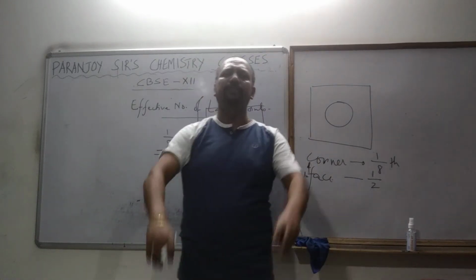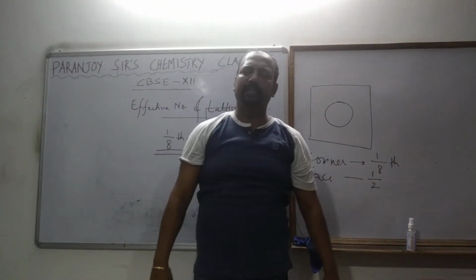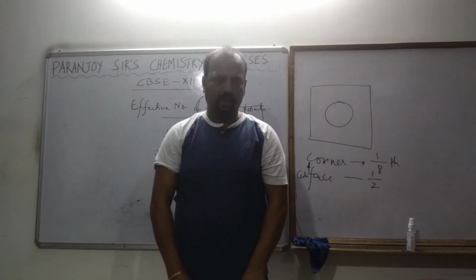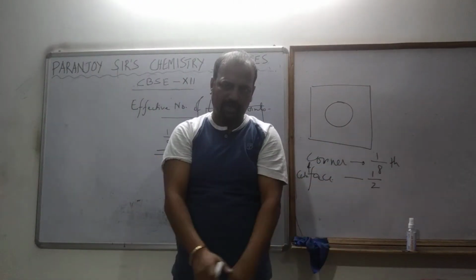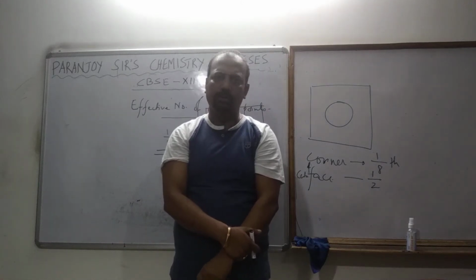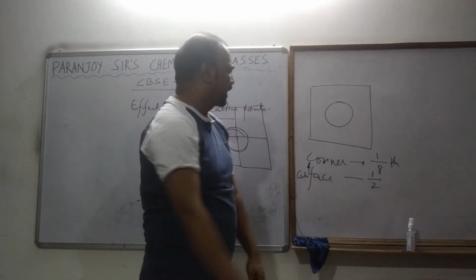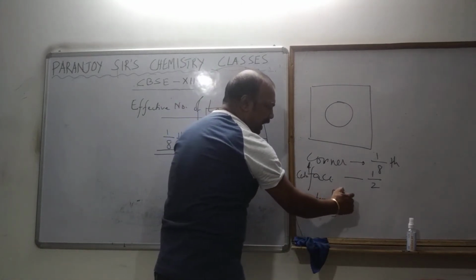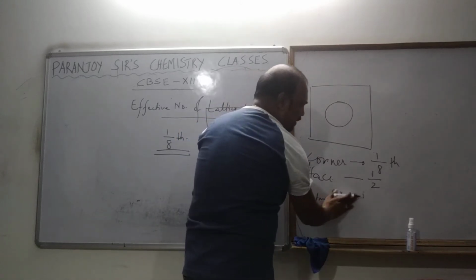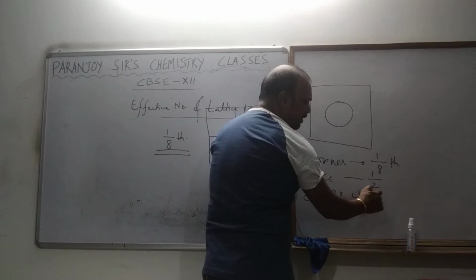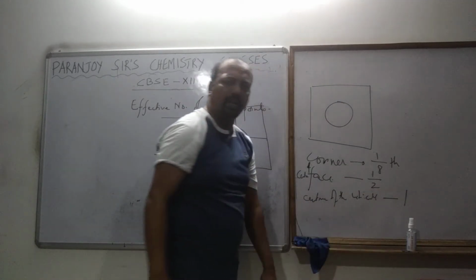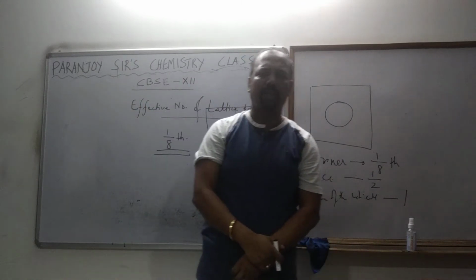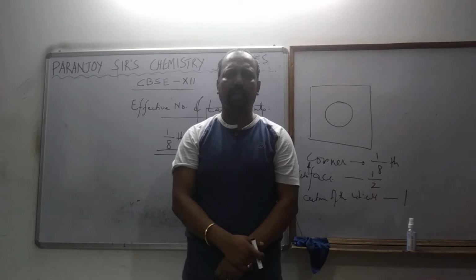And if it is at the center of the room, is it being shared by anyone? No, sir. So what is the effective number in this case? For the center of the unit cell, it is not shared by anyone, so the effective number is 1. The whole is mine only. I am not sharing with anyone.